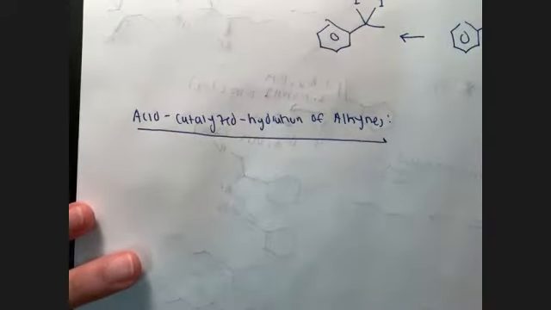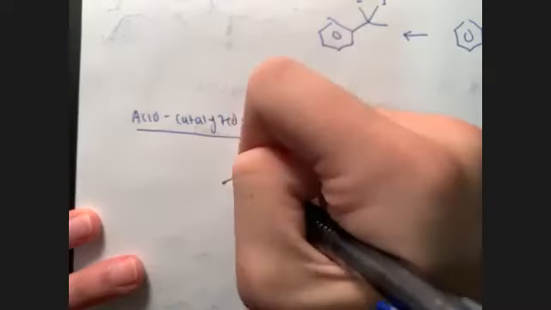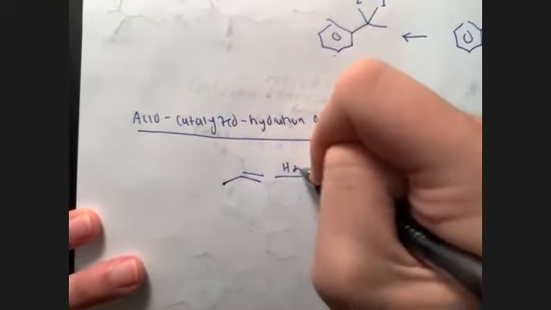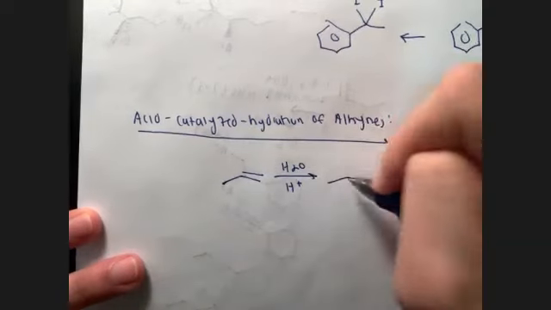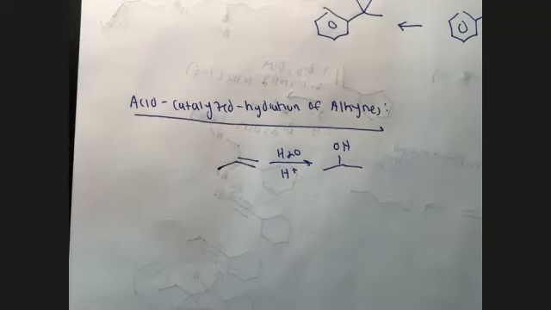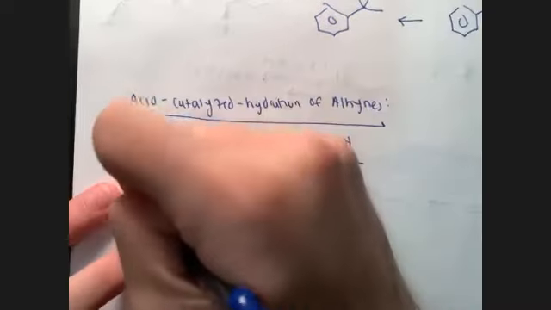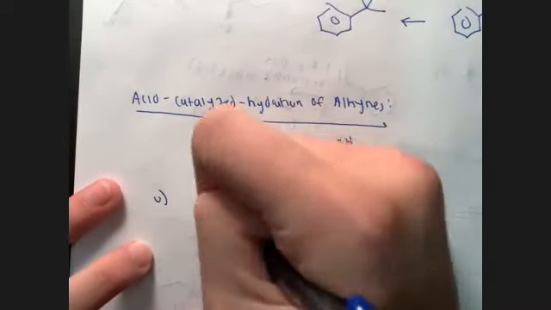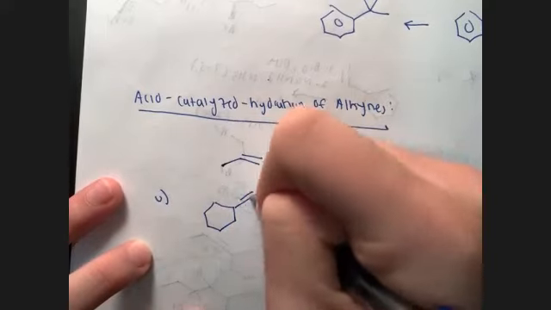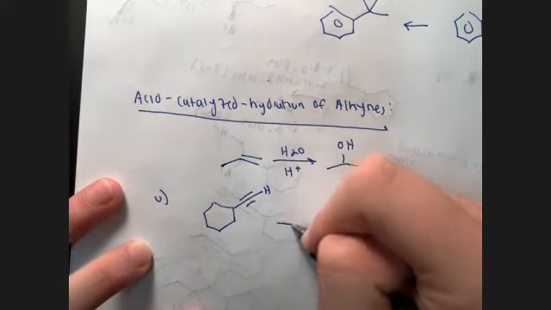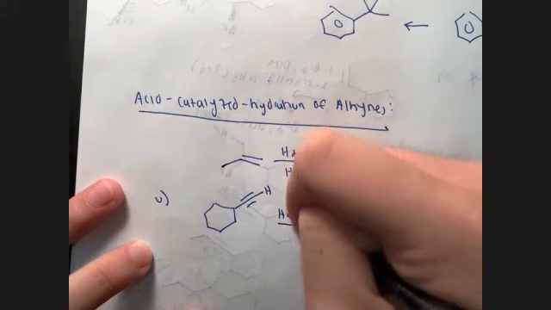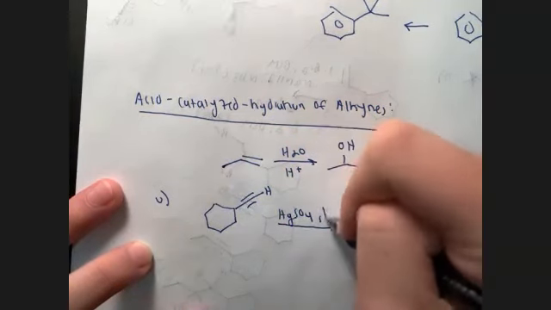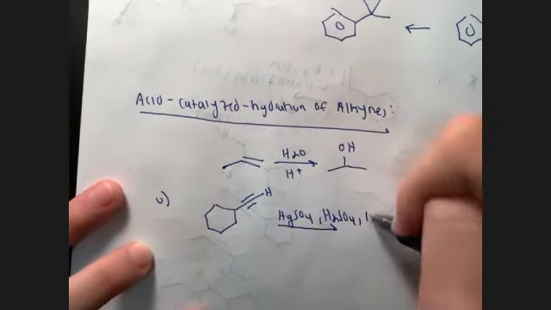So acid catalyzed hydration of alkynes resembles acid catalyzed hydration of alkenes. You guys know this, and you form an alcohol, right? You're doing the exact same thing with these alkynes. So let's look at U. Essentially we have this terminal alkyne, and we're subjecting it to mercuric sulfate, sulfuric acid, and water.